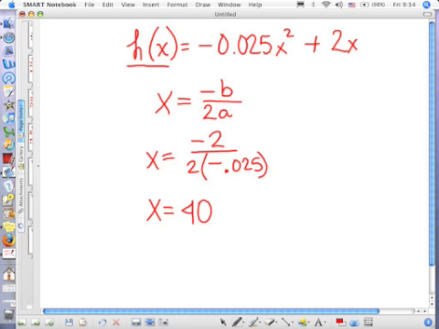The second part said, find the coordinates of the vertex. Well, don't we already know the x coordinate? Yes, it's 40. So how are we going to find the y coordinate? We're going to plug 40 in and figure it out. Well, when you plug it in and you let your calculator do the math for you, you get another 40.